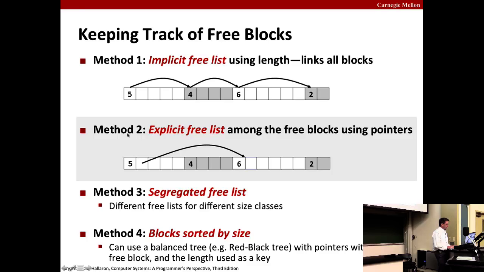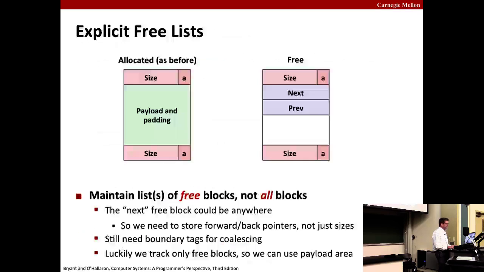Okay, so we looked at how to store a free list in this implicit form by just walking the entire heap and thereby being able to visit all the free blocks. But we can do better if we store the free list as a doubly linked list. So we call these explicit free lists.